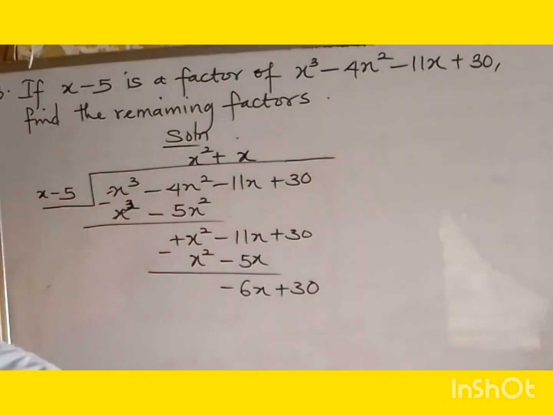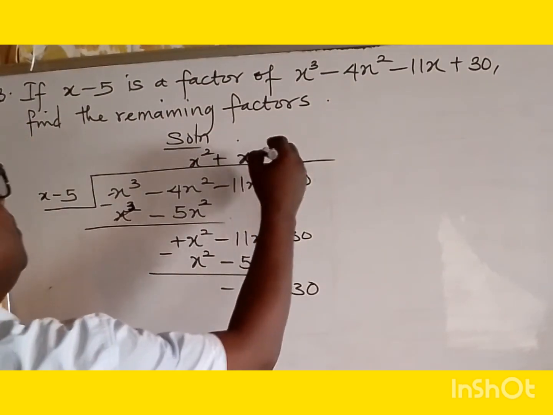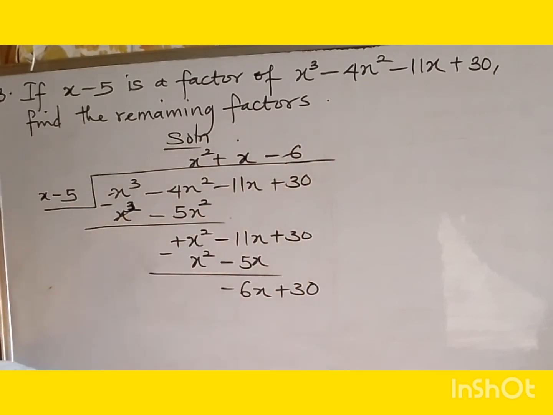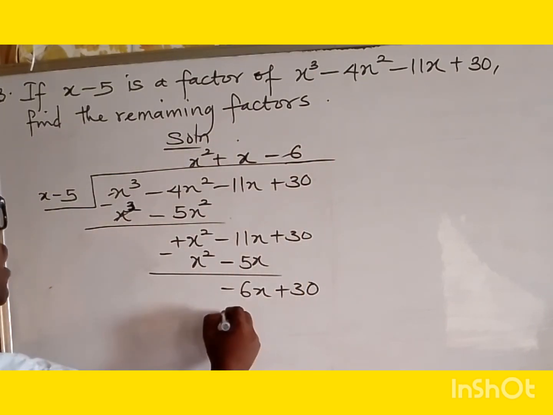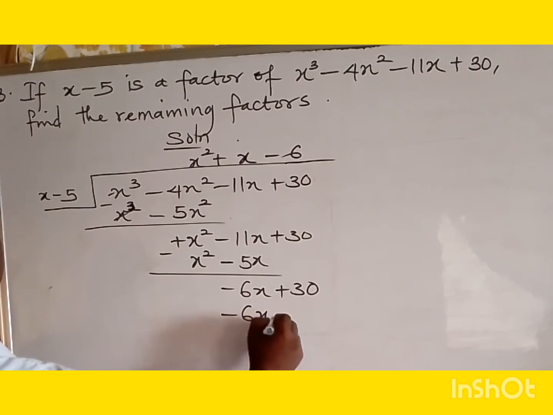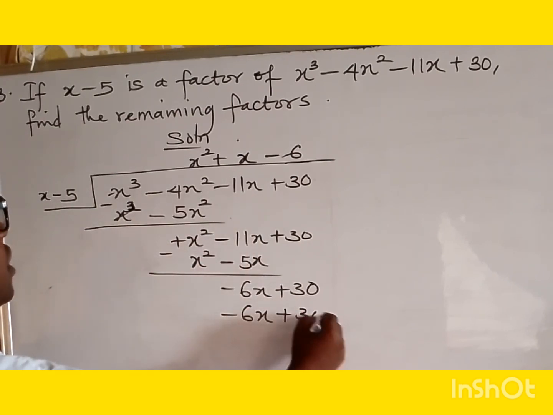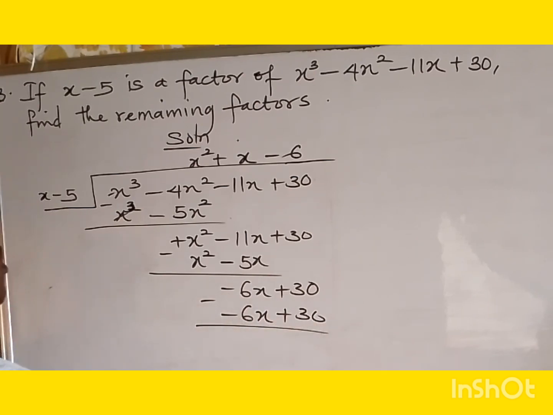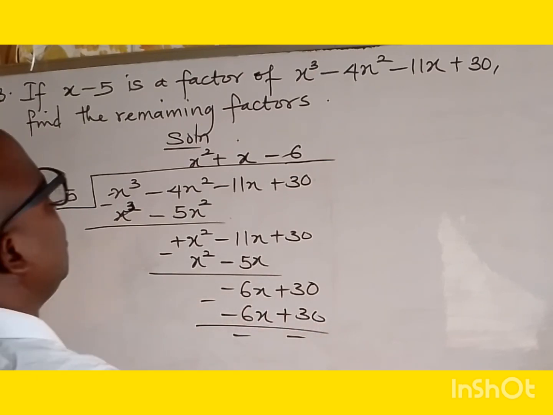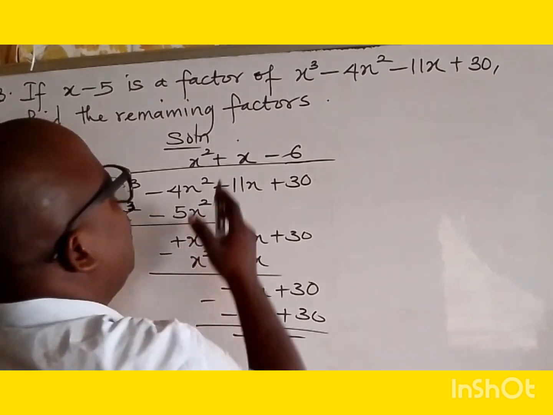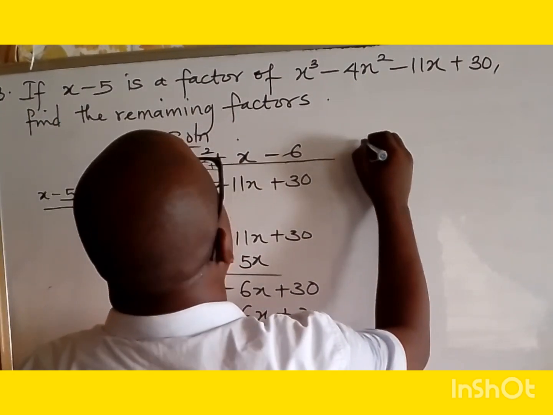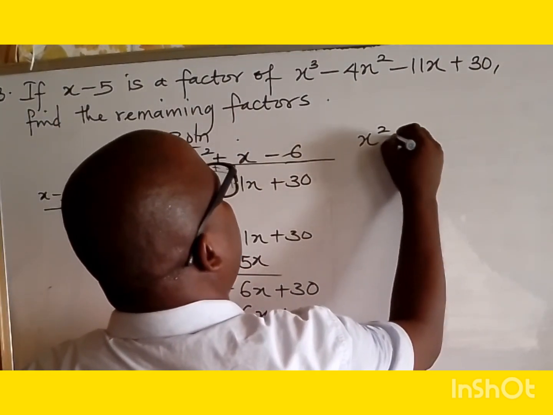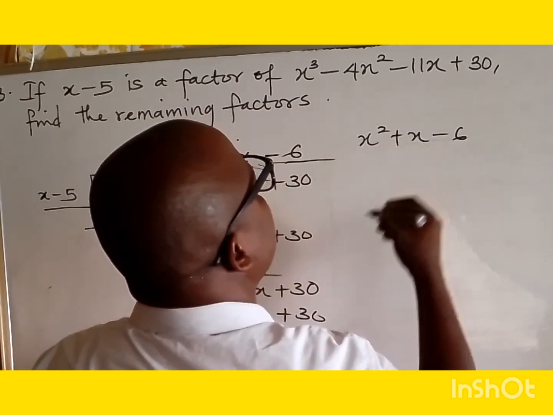From there, we are going to divide this by this again. That means we are going to have minus 6. Minus 6 multiplied, we have minus 6x again. Then minus minus is plus, 6 times 5 is 30. Then subtract. When you subtract, this one will go, this one will go. That means we only need to factorize this. So I'm going to have x squared plus x minus 6.